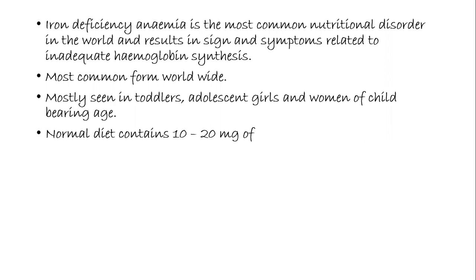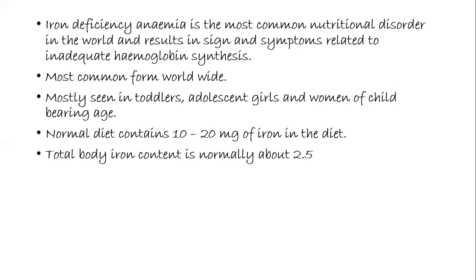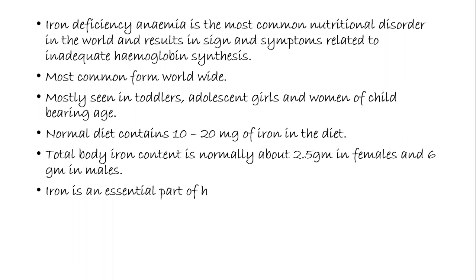Normal diet contains about 10 to 20 milligrams of iron. Total body iron content is normally about 2.5 grams in females and 6 grams in males. Iron is an essential part of hemoglobin. Now we'll see about hemoglobin.